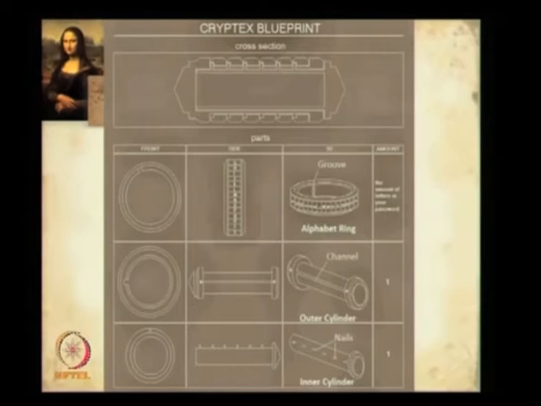Let's see how a cryptex works. It mainly has two concentric cylinders. The secret message is hidden inside the inner cylinder. The inner cylinder has a set of nails protruding out of it in a straight line. The outer cylinder has a channel through which the inner cylinder can pass in or out.